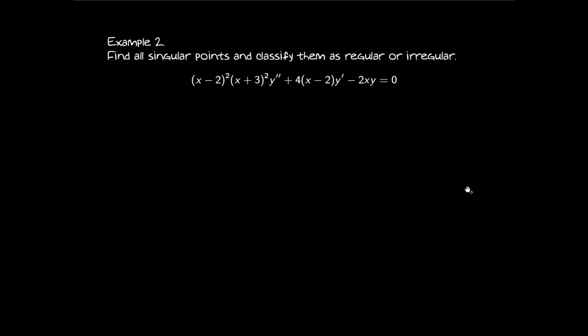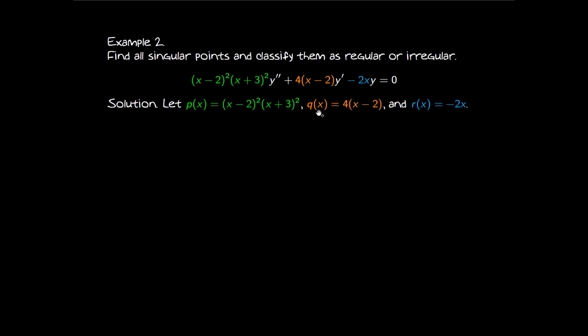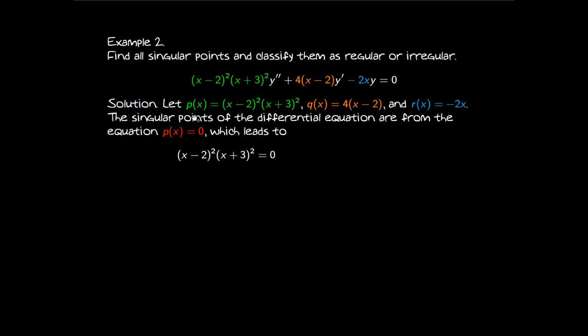Example 2. So this time, we're going to do the same thing. Again, you need to find the singular points and classify them. So once again, to make it easier to refer to the coefficients, we simply define them as P, Q, and R. And we know the singular points are coming from P equal to 0. So for this case, you're going to get x minus 2 squared times x plus 3 squared is equal to 0. And from the zero product principle, you can get x is going to be either 2 or negative 3. So we have, again, 2 singular points.